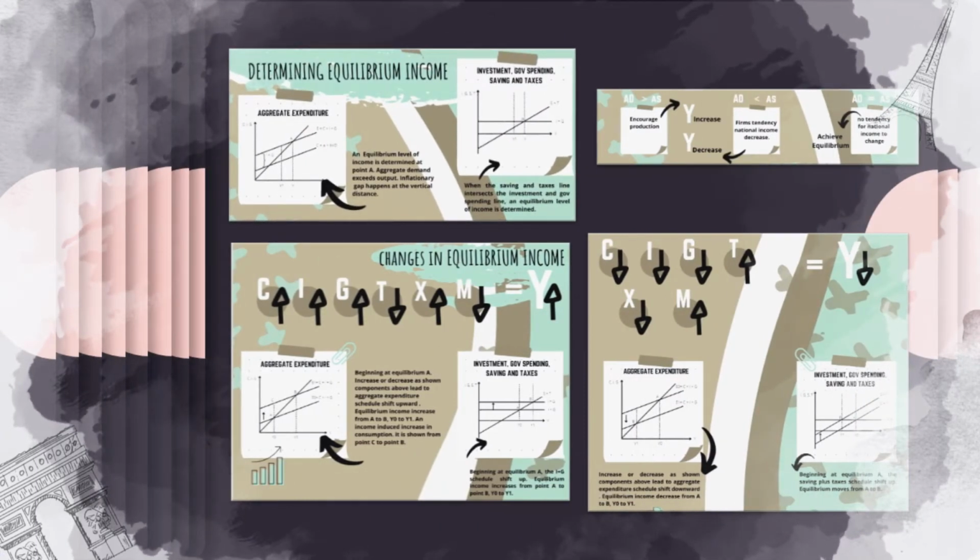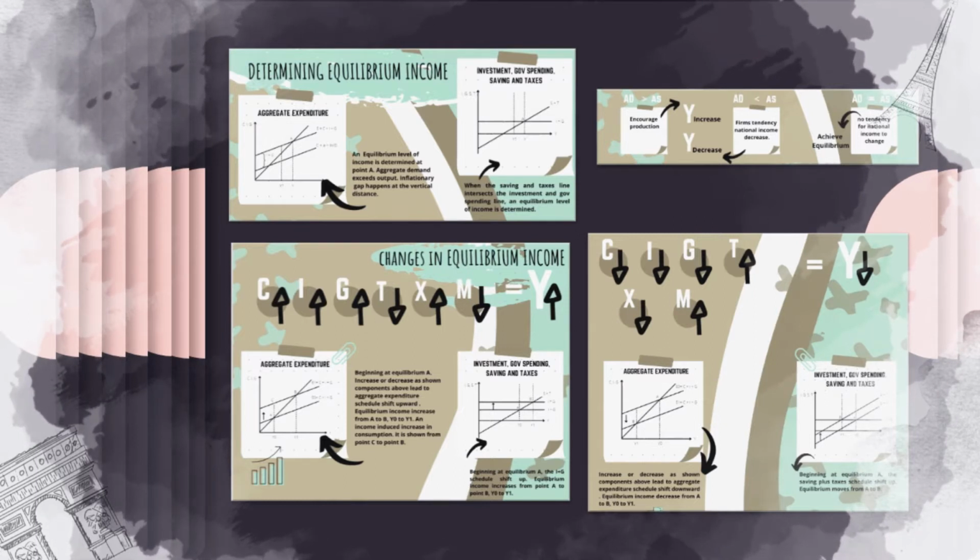Determining equilibrium income. There are 2 approaches to determine equilibrium income. The first one is AD-AS approach. The second one is investment-saving approach. For AD-AS approach, equilibrium level of income is determined at point A, where C plus I plus G curve or aggregate demand curve is equal to aggregate supply curve. Inflationary gap happens at the vertical distance when aggregate demand exceeds output.